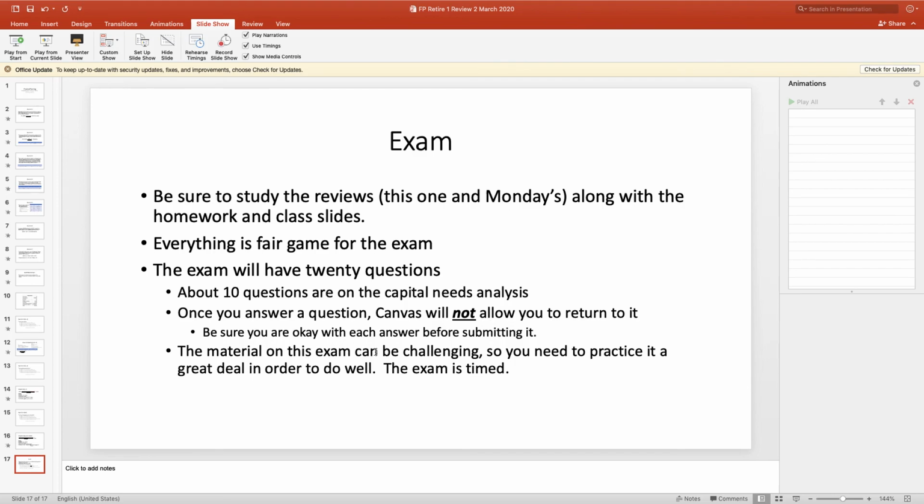The material on this exam can be challenging, so you need to practice it a great deal in order to do well. It's not the type of thing, at least for me it wasn't, where I could just glance at it and then pull it all together in the 70-minute exam. I think that would be very tough for anybody. So hopefully you'll take the opportunity, and that you have been all along practicing this material.